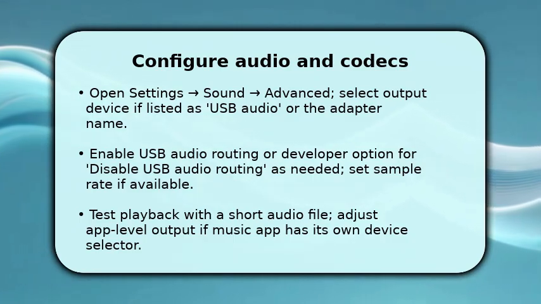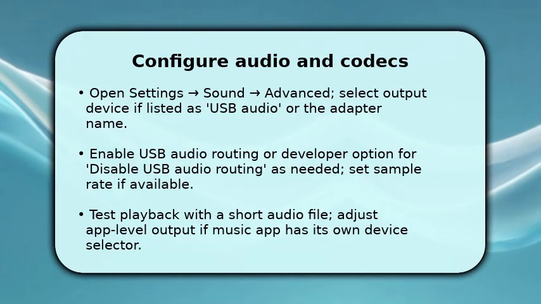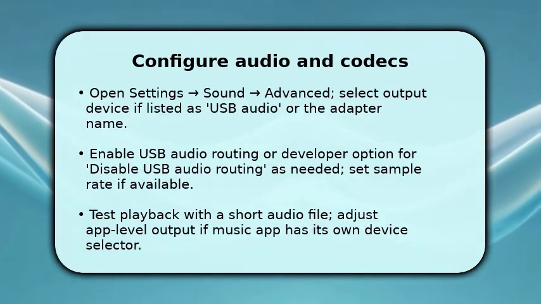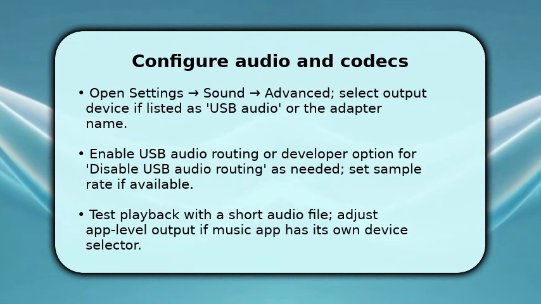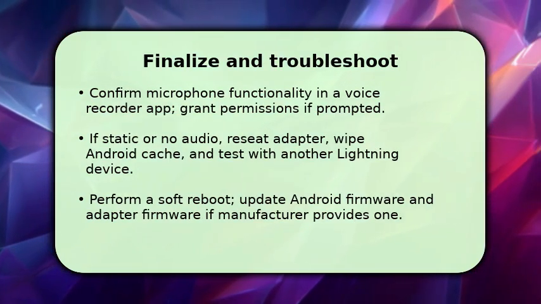Then play a short track and switch focus between apps. In some players, you must manually select the wired output. That confirms the OS and app are using the correct audio path. Finish by validating both playback and mic, record a voice note and speak normally, grant mic permission when asked.